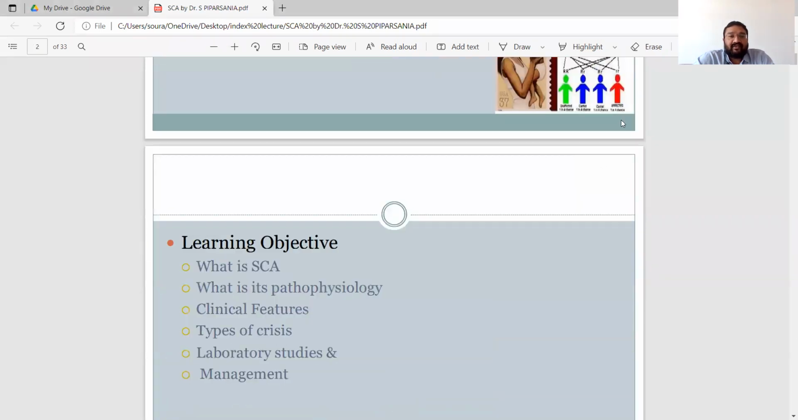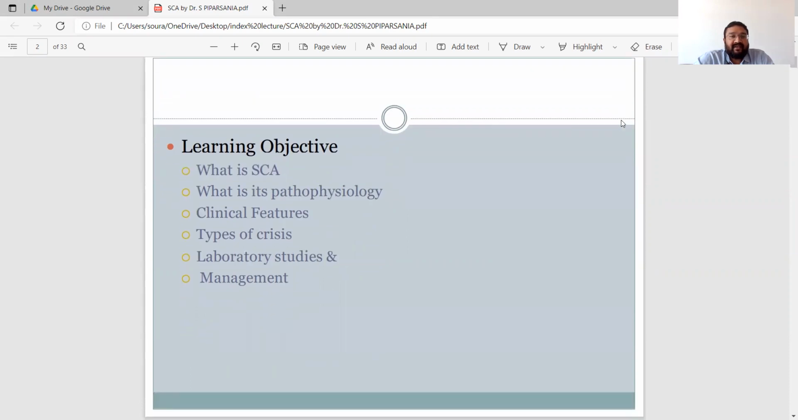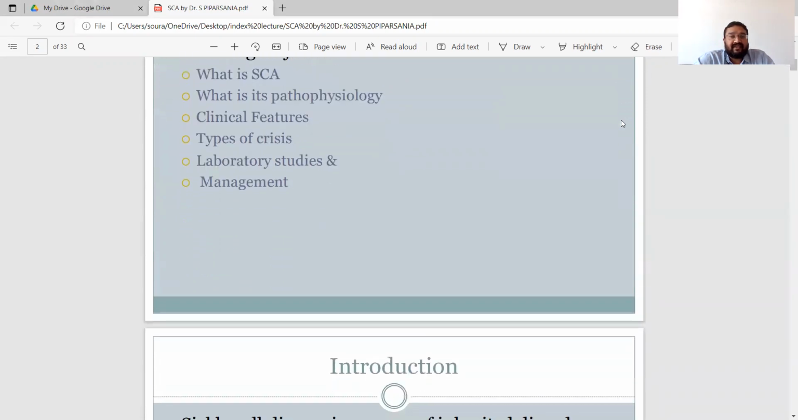The learning objectives of today's lecture would be: what is sickle cell anemia? What is its pathophysiology? What are the common clinical features of sickle cell anemia? What are the different types of crises seen in patients with sickle cell anemia? What are the laboratory studies done, and how do you manage a child with sickle cell anemia?